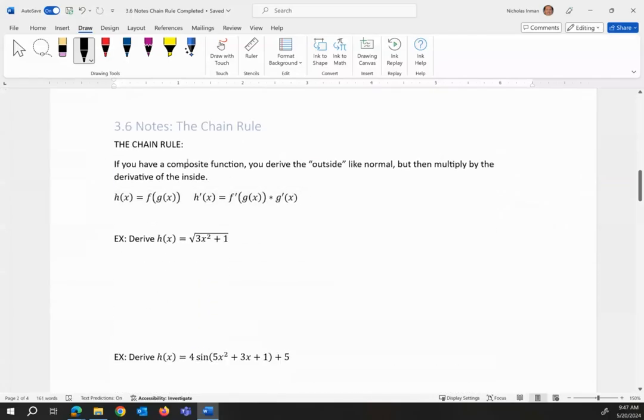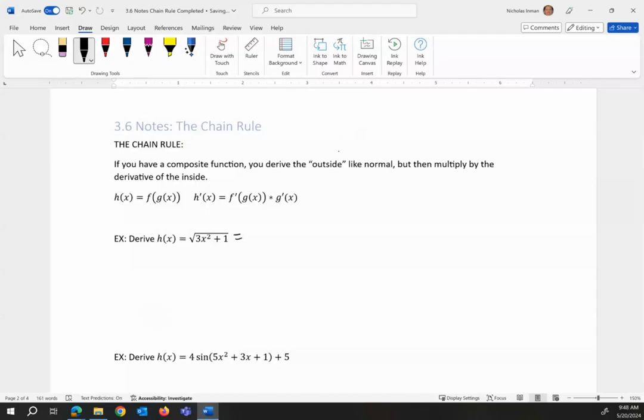When you have a composite function, you take the derivative of the outside function just like you normally would, but then you multiply by the derivative of the inside function. So you take the derivative of the outside, leave the inside stuff exactly where it is, and then multiply by the derivative of the inside. All right, so let's do this with this function.